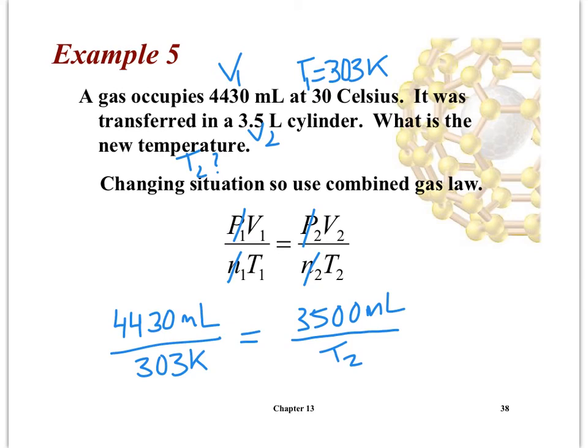And if you plug that into your calculator, you end up with T2 being 239.4 Kelvin. And you can leave it that way. It doesn't really specify what units they want for temperature. If they asked for Celsius, it is negative 33.6 Celsius. But either answer is fine.